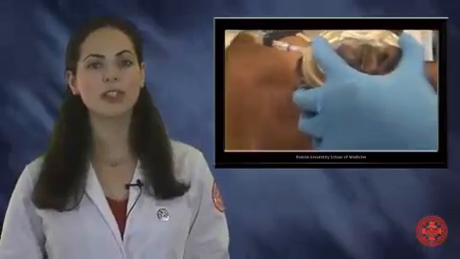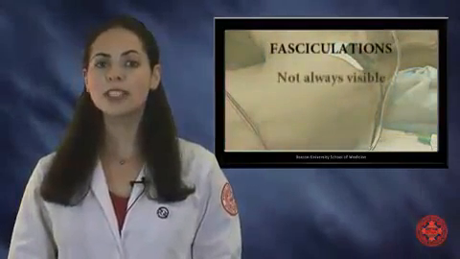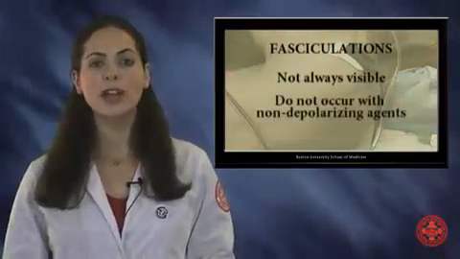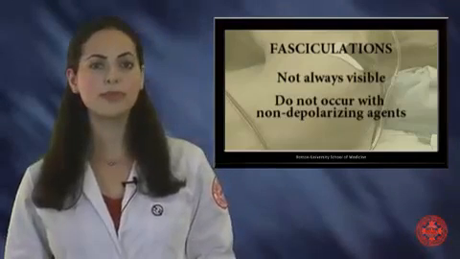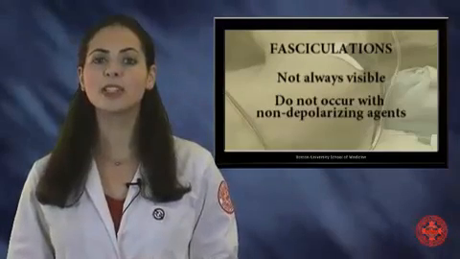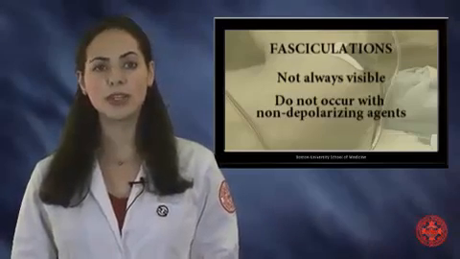After injection of the neuromuscular blocking agent, it is necessary to wait until the agent has taken effect before proceeding with endotracheal intubation. If a depolarizing neuromuscular blocking agent, such as succinylcholine, is used, the patient may demonstrate muscular fasciculations, indicating the onset of the neuromuscular blocking effect. However, fasciculations are not always visible and do not occur when using a non-depolarizing neuromuscular agent, such as vecuronium. In either case, it is necessary to determine the onset of action of these medications prior to attempting endotracheal intubation.